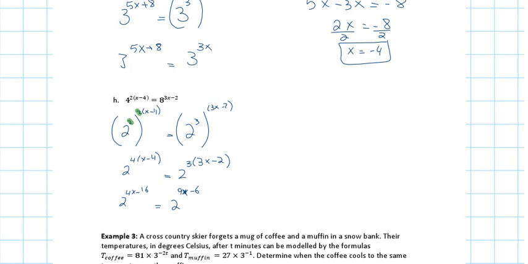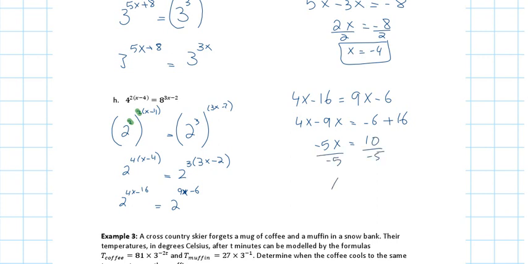So now I can drop the bases and make my exponents equal. I could have done it earlier, but, okay. Bring the 9x over. Bring the 16 over. x equals negative 2. Wow. What? Too many steps?